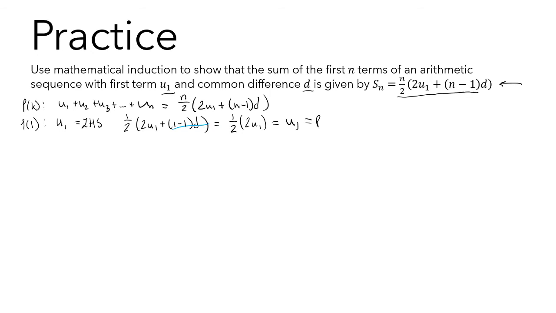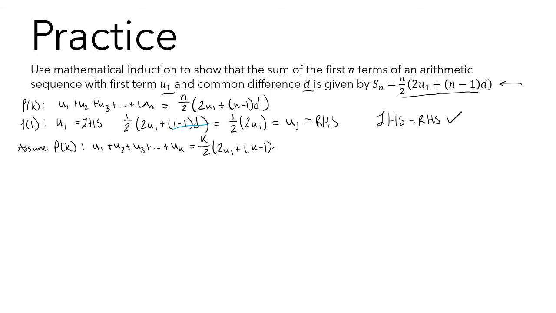So that's the right hand side, and clearly the left hand side, which is also u1, equals the right hand side, so the first step is proven. Alright, the next part is to assume it's true for p of k. So we're assuming that u1 plus u2 plus u3 plus all the way up to some uk is equal to k divided by 2 times (2u1 plus k minus 1 times d). So notice I just substituted k into the formula.